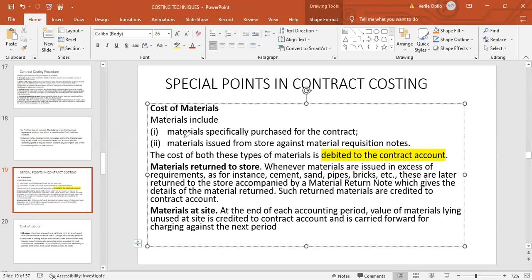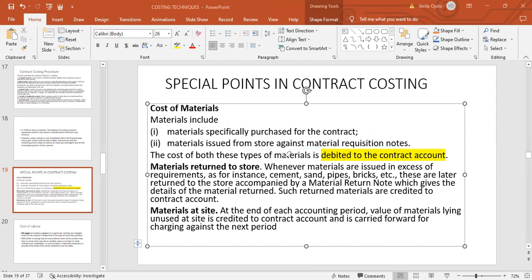Once you have done that, you can identify for the materials: this is how much came in from stores. Maybe it was valued at 100,000, and this is what we purchased from the suppliers, and maybe they were worth 50,000. So in total you have spent 150,000 to purchase those materials. So you have to factor in the materials specifically purchased for the contract, and those issued from stores against the material requisition note.